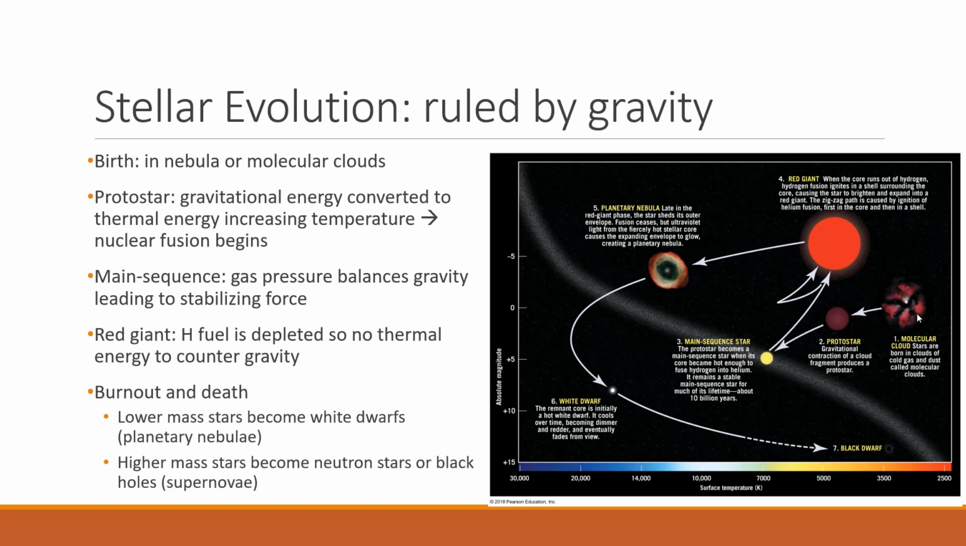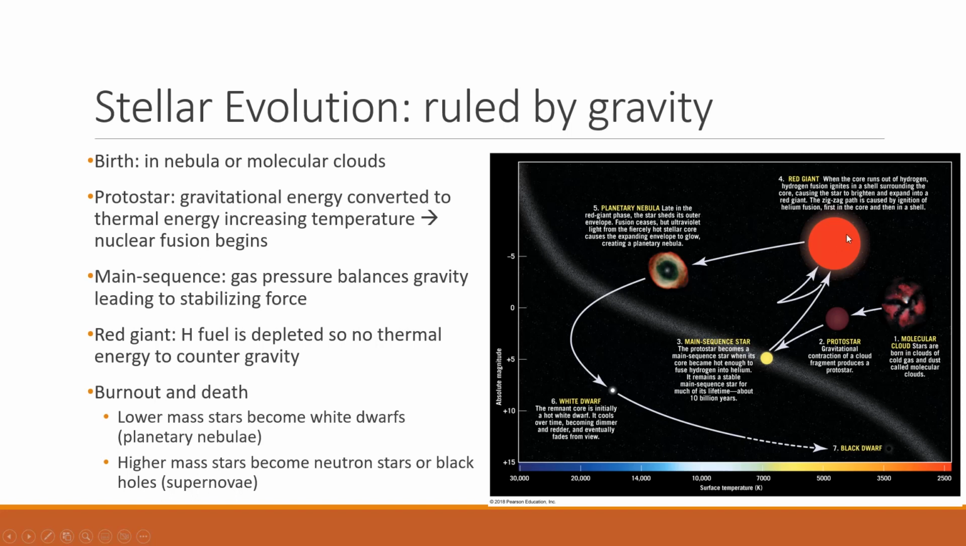Same as I described with nebular theory. The star can then go into what's known as the main sequence. This is where gas pressure will balance gravity and we will have a stabilized star. It is hot enough to fuse hydrogen into helium. It will remain stable for most of its lifetime, so 10 billion years or so.